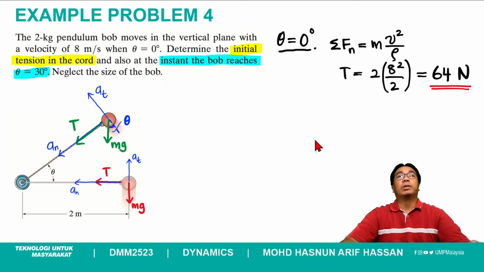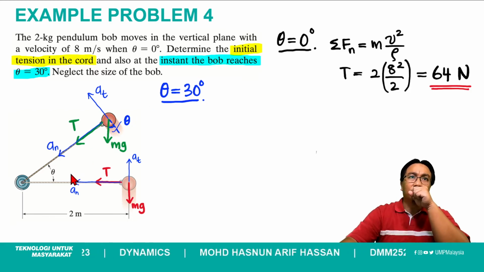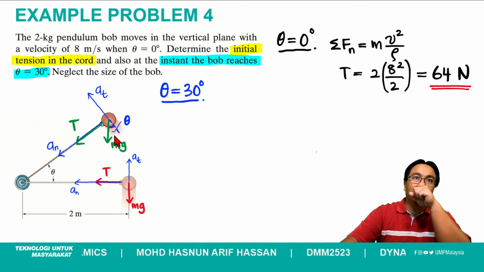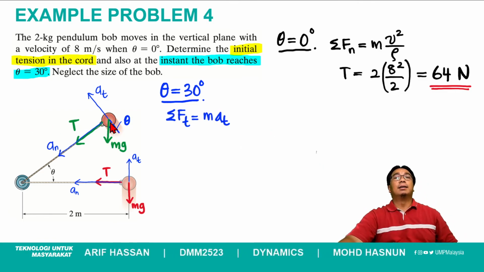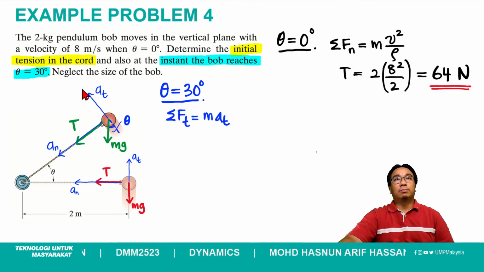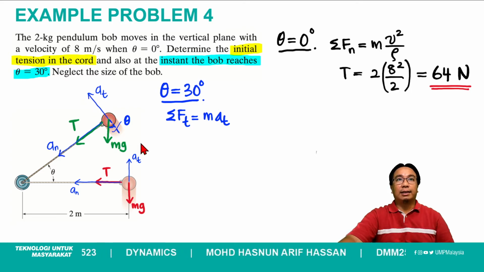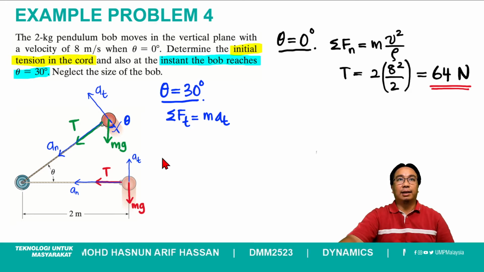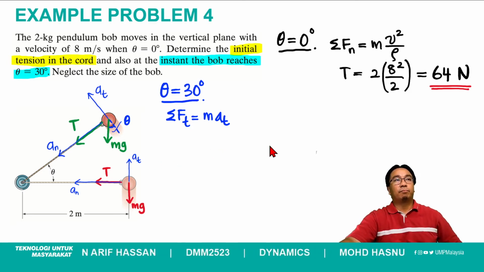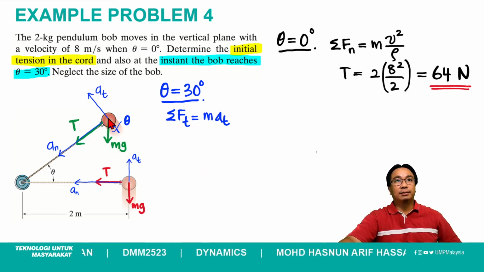Okay, alright. So now we are talking about the second position at theta equals 30 degrees. Let's look at the forces in the tangential axis first. How many forces do we have in the tangential axis? Do we have the tension in the tangential axis?